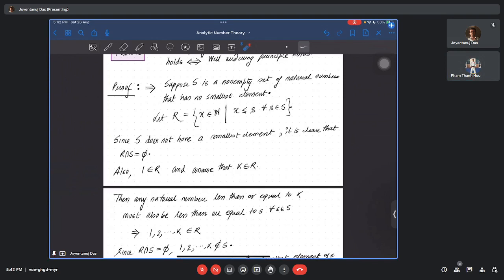This equality sign is not creating a problem because I know that S does not have a smallest element. Suppose the intersection is non-empty, so suppose there is an element y belonging to R intersection S. Then by the property of R, y is less than or equal to s for every element of S. This implies that y is the smallest element in S, but that is not true because we have assumed that S does not have a smallest element. So the intersection cannot have any element. So this equality is not creating any problem.